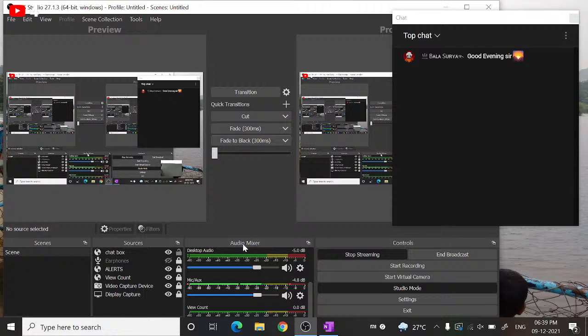PN junction diode, right? So in the previous class, PN junction diode.